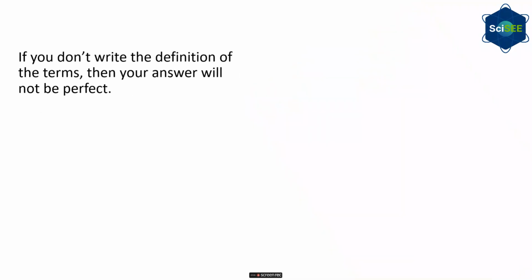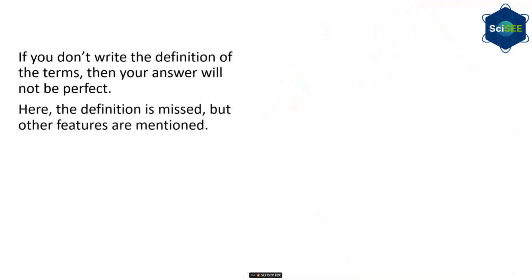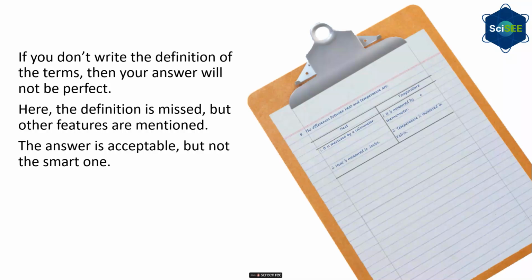If you don't write the definition of the terms, then your answer will not be perfect. Here, the definition is missed, but other features are mentioned. The answer is acceptable, but not the smart one. Always write the properties or the features as the differences.